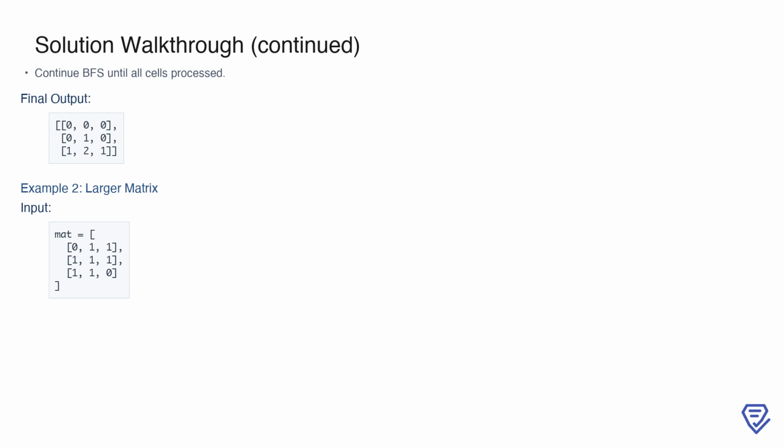Each time we dequeue a cell, we check its neighbors. If a neighbor can be updated with a shorter distance, we update the distances matrix and add that neighbor to the queue. This ensures that distances are updated in the correct order, layer by layer, outward from the zeros. Once all cells have been processed, the final distances matrix for this example is complete. It shows the shortest distance of each cell from the nearest 0, with values propagating outward in a consistent manner. At the end of the process, the output matrix is [0,0,0],[0,1,0],[1,2,1].